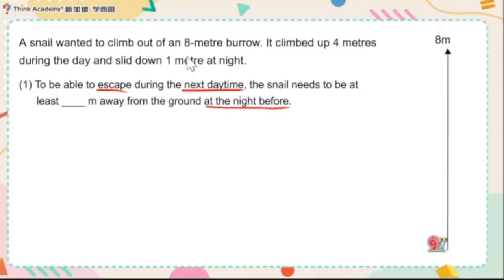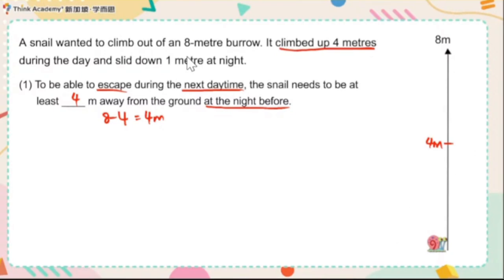Now, take note, I can climb up 4 meters in the daytime. So as long as I can reach 8 meters by climbing 4 meters at most, then I'm fine, right? So 8 minus 4 equals 4 meters. So I need to be at least 4 meters away from the ground the night before. If I'm at 4 meters, then the next day, I just climb 4 meters and I'm out. If I'm above the 4 meter mark, then the next day, I don't need to climb 4 meters to escape, but I can escape sooner.